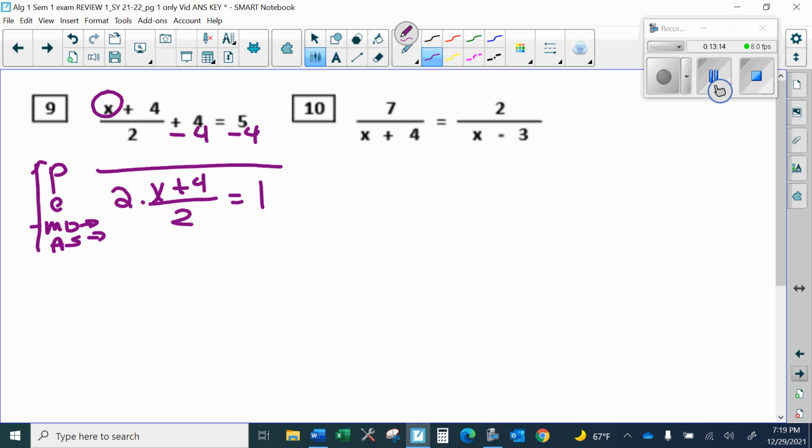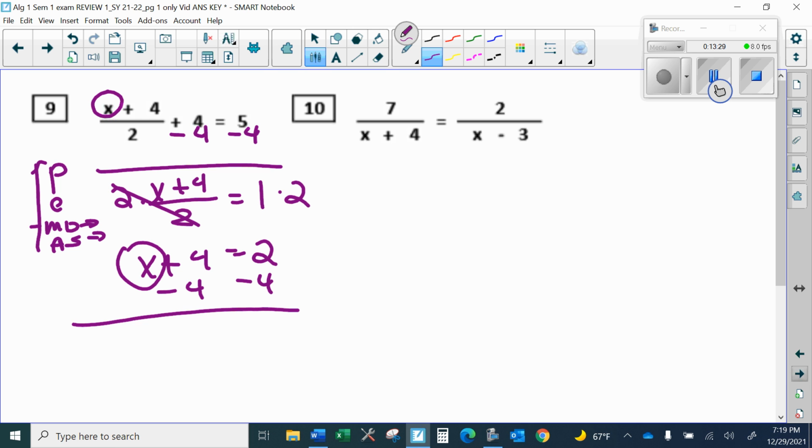We're up at multiply and divide now. Whatever I do to one side, I must do to the other side. Those cancel out. So now I'm left with x plus 4 equals 2. And the last step to solve for x, I need to get rid of the positive 4 to the other side, so I subtract 4. x equals negative 2. You can plug it back in. Negative 2 plus 4 is 2. 2 divided by 2 is 1. 1 plus 4 is 5.